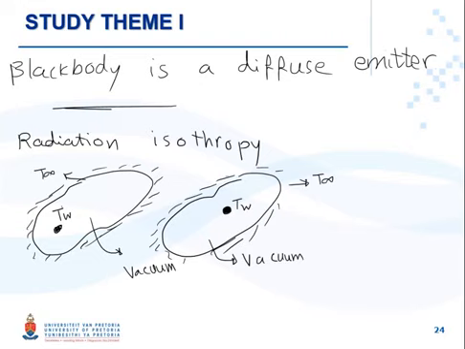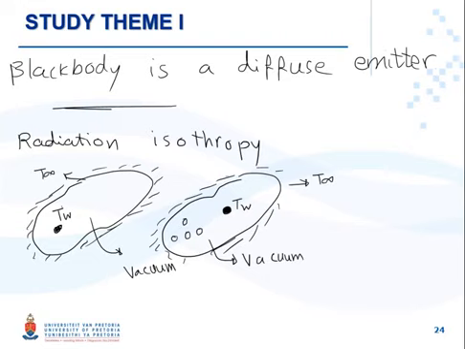Now let's use this concept of radiation isotherapy and try to prove that the black body is a diffuse emitter. Basically, if we want to simply define radiation isotherapy, it means that the radiation field inside the enclosure is independent of the position of the black body inside the enclosure. So it doesn't matter where I put it, here, here, or here. It won't change anything.